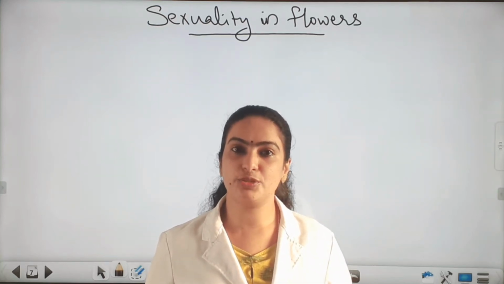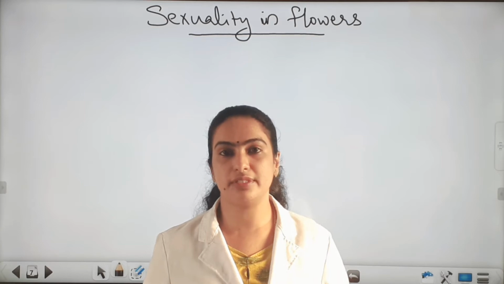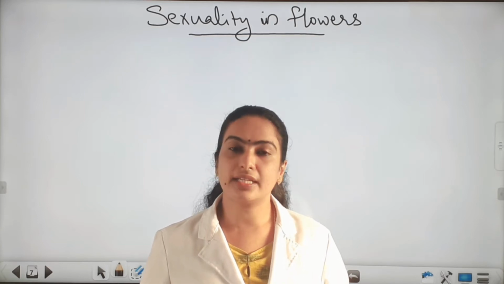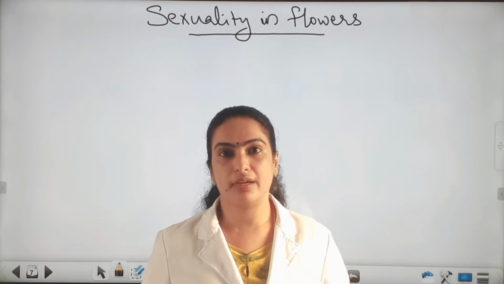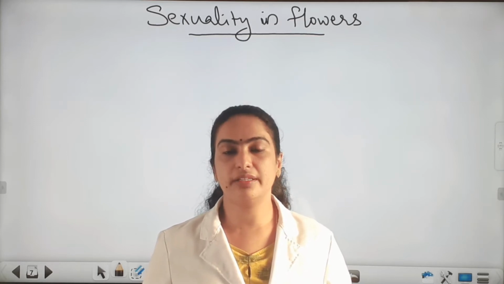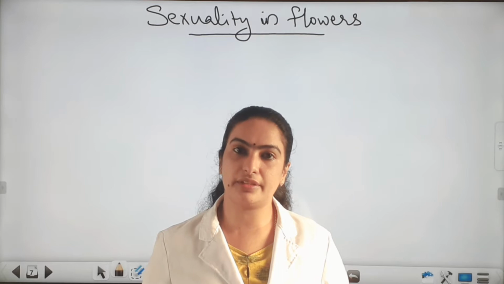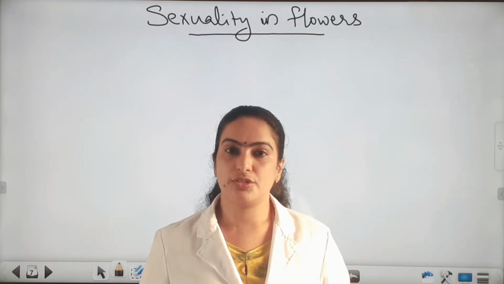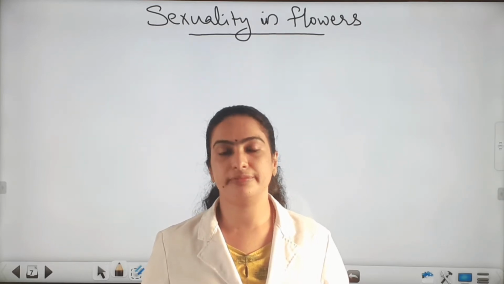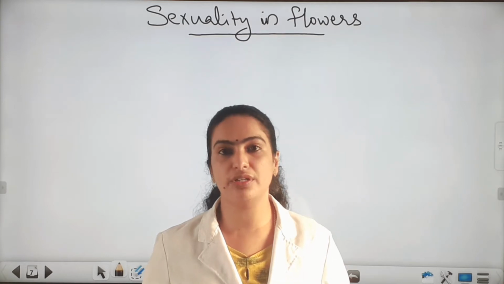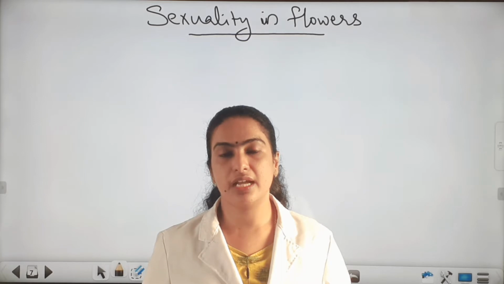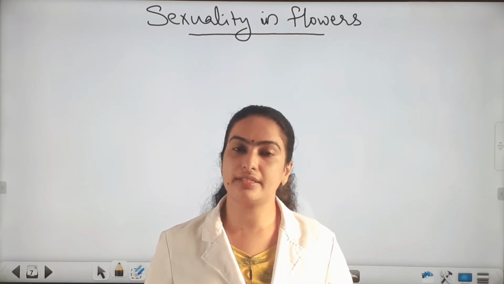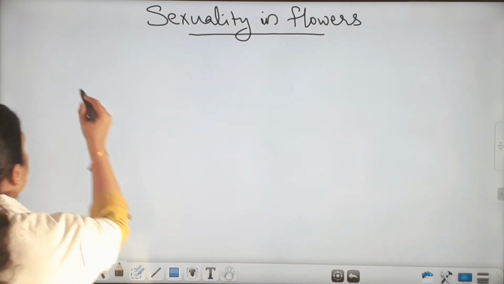Now I am going to teach you sexuality in flowers. In the last class I talked to you about four whorls of a flower. Two essential whorls are there and two non-essential whorls are there. So based on the presence of these essential whorls or reproductive whorls, there are two types of flowers. There are unisexual flowers and bisexual flowers. Let's see.